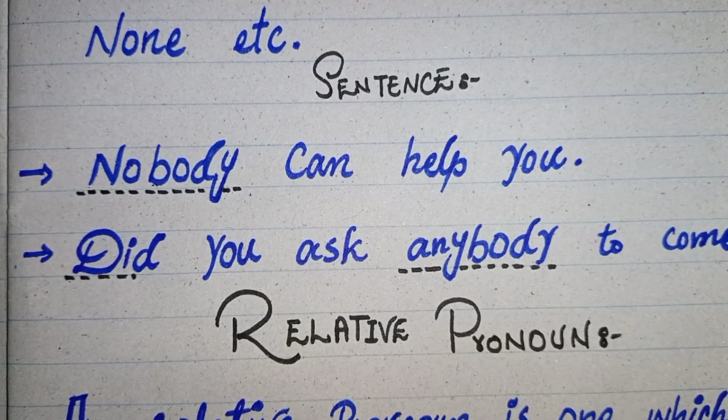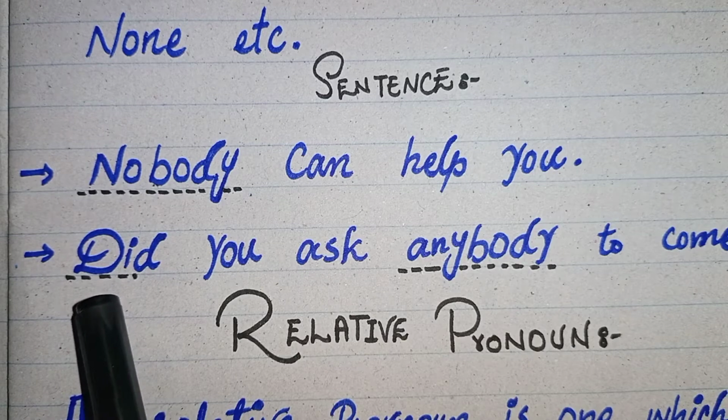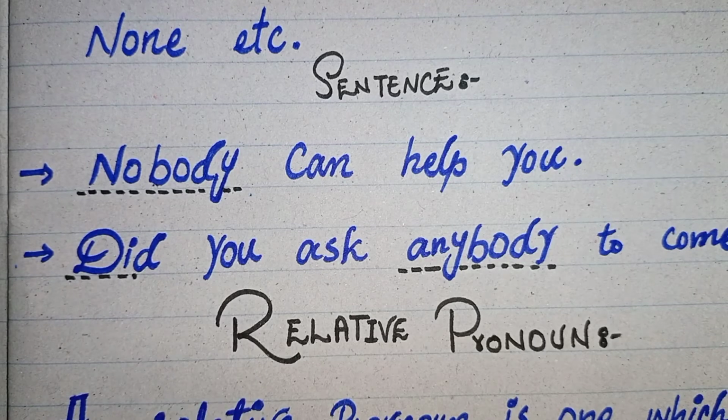We can use the indefinite pronoun in a sentence. For example, nobody can help you. Here, nobody is the indefinite pronoun because there is no mention of any particular thing or person; this is in a general way. The second example: did you ask anybody to come? Here, anybody is the indefinite pronoun.